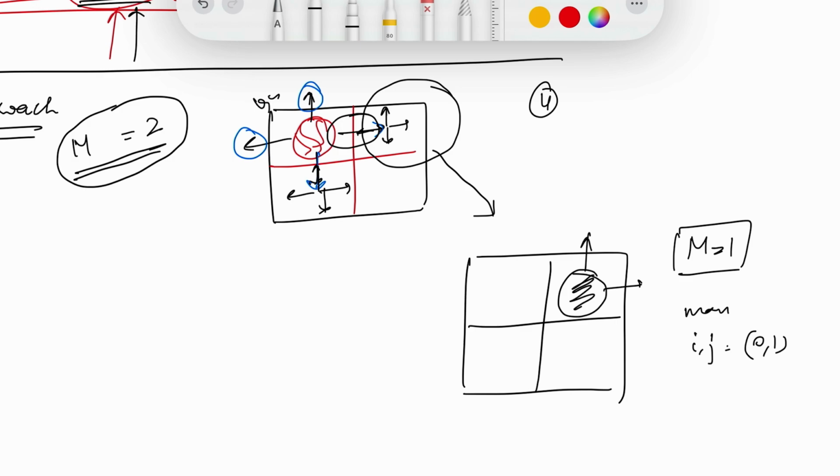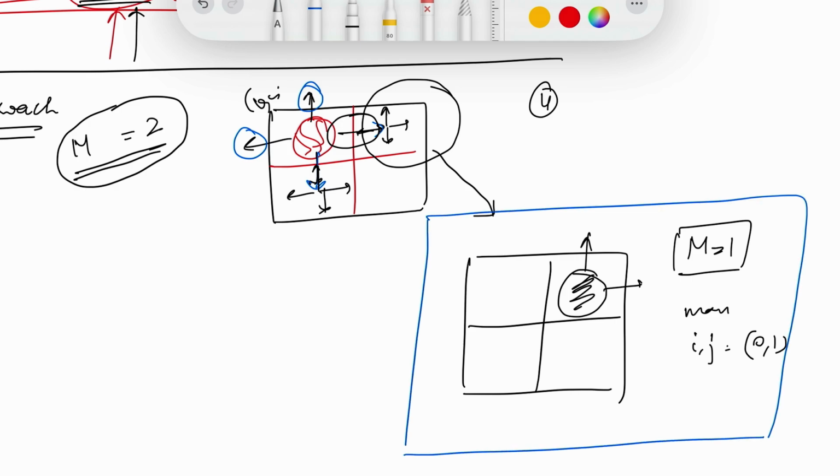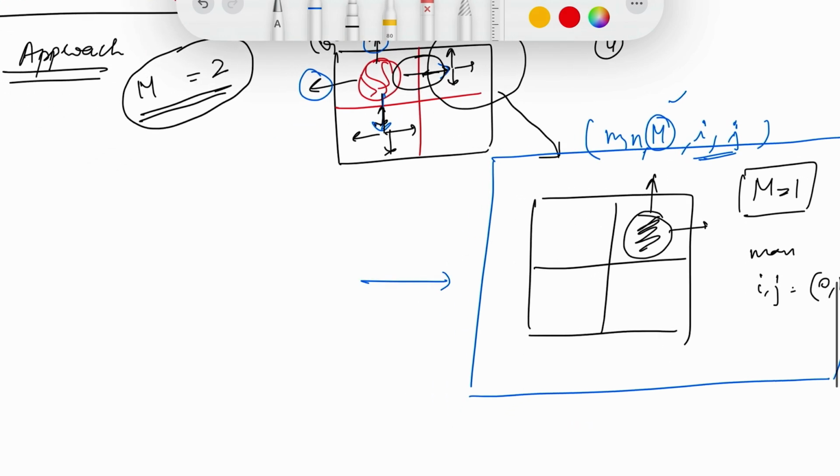In the above case it was at 0, 0. So if you see it as a subproblem of this question, it's totally the same. In this problem also we have 5 variables: m cross n, the maximum moves is updated, i is updated, j is updated. i is actually the same, but the set of i, j is updated. So this is our subproblem.